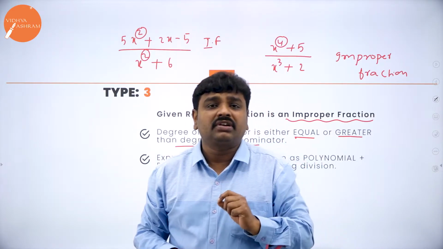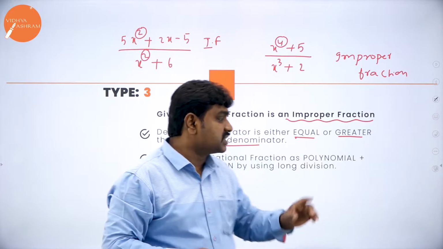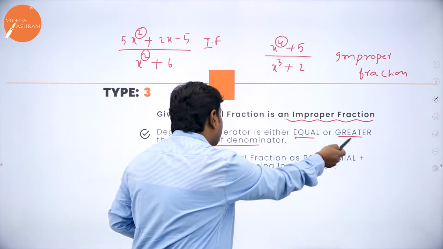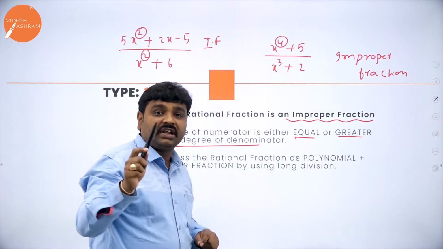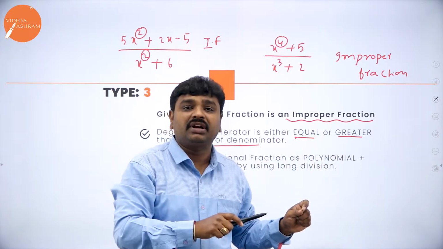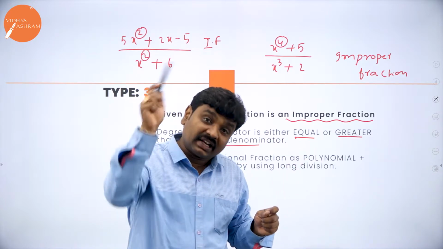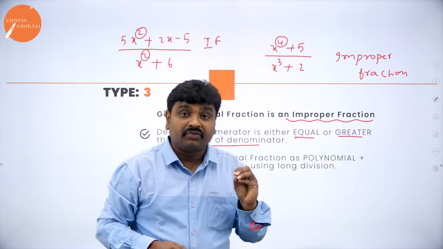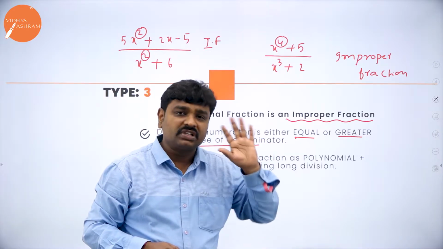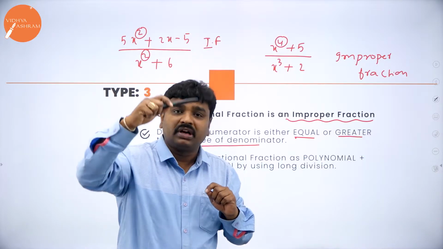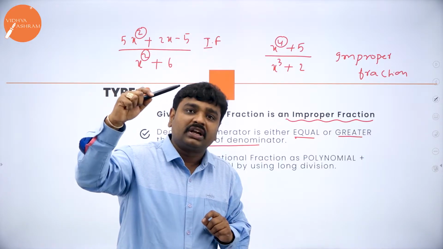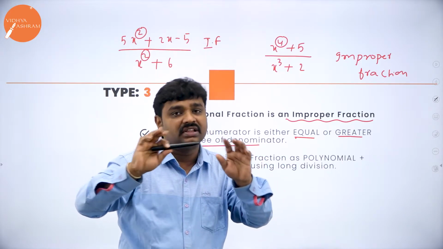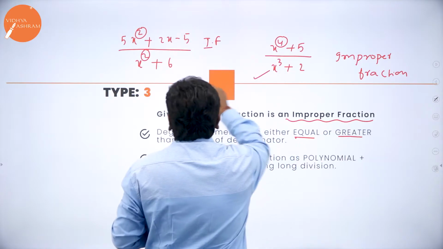To resolve improper fraction, first we should know what an improper fraction is. If degree of numerator is equal to degree of denominator or if degree of numerator is greater than degree of denominator, then we call it an improper fraction. So now all of you are familiar with what is improper fraction. Observe the degrees of numerator and denominator. If numerator degree is more or if numerator degree is equal to denominator degree, then it is improper. This is also improper, this is also improper.